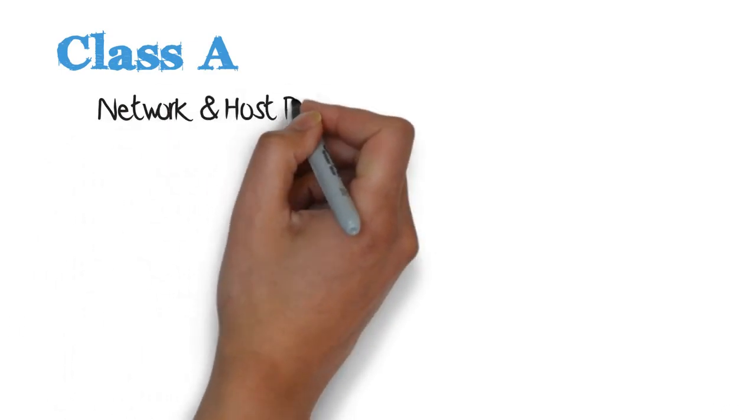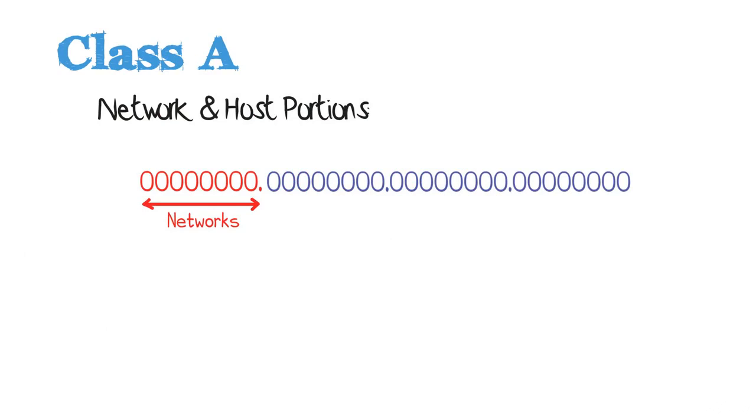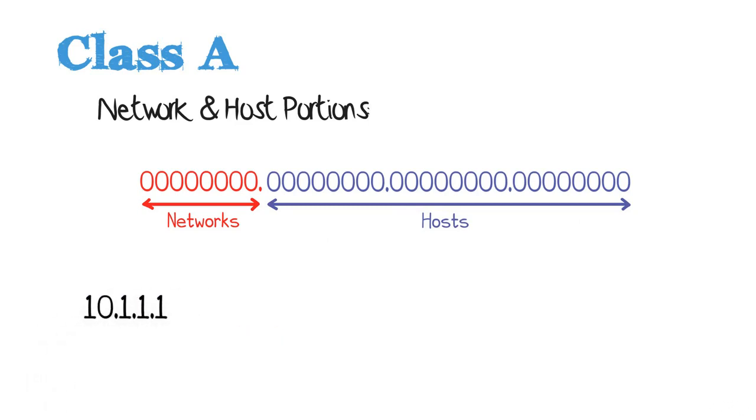So in summary, in a class A address, the first 8 bits denote network, and the last 24 bits denote host. This is determined by the IANA. So an address like 10.1.1.1 implies that this is a class A address. The first 8 bits is network, and the remaining 24 bits is host.